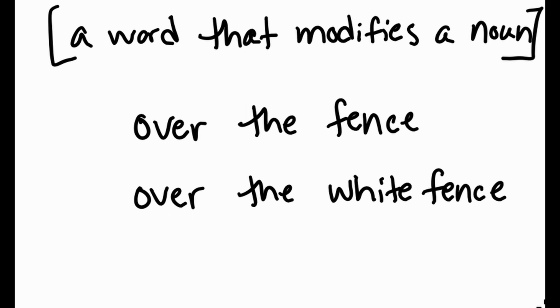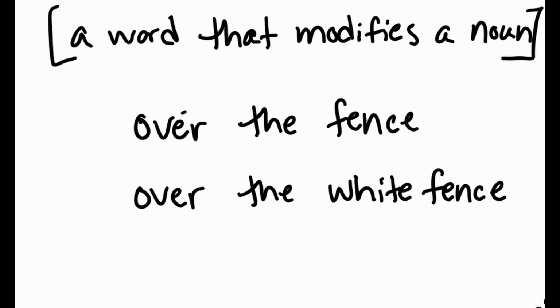Notice you have the word the here in between over and fence, but you don't have the word the in between white and fence. If you see a descriptive word next to a noun, it's going to be an adjective. It will not be an adverb. Alright? You will not have the in between an adjective and the word that it's modifying. So that is definitely a quick and easy way to tell.